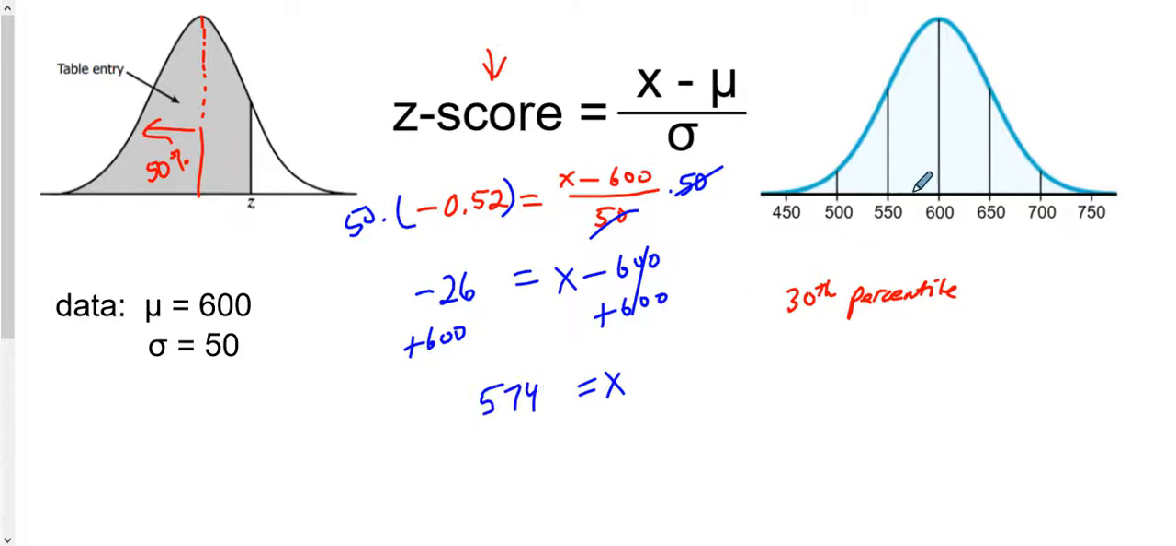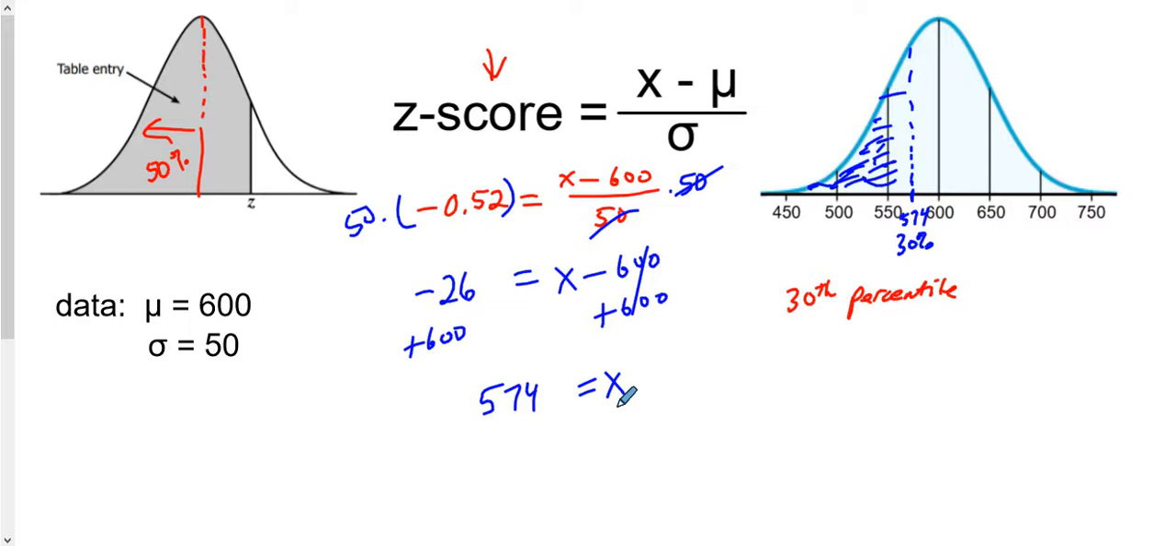So in other words, the number 574, well, this would be 575 right here, so right about here. The number 574, which is right about here, is the 30th percentile. In other words, 30% of the data is over here. Okay? So this is 574. So that's how you find percentiles on these z-scores.